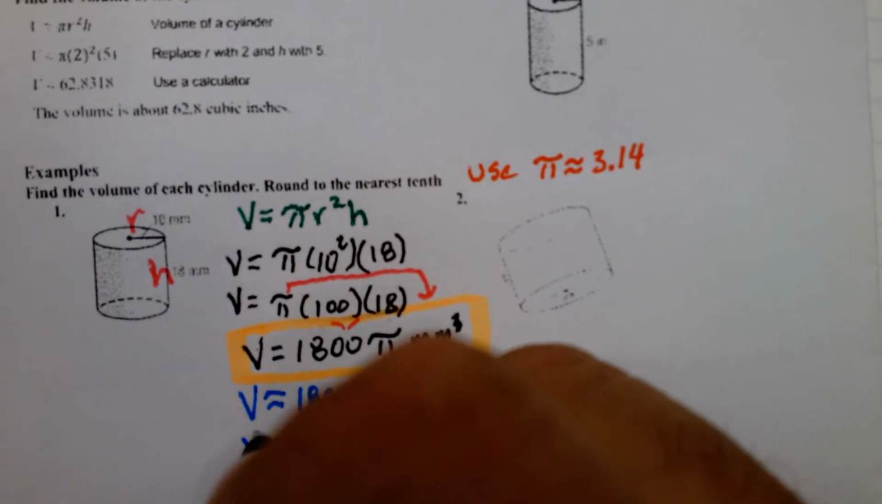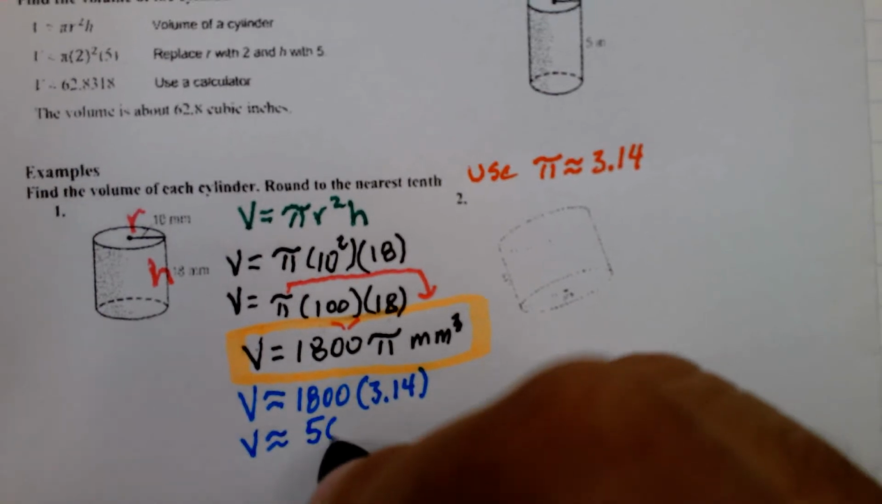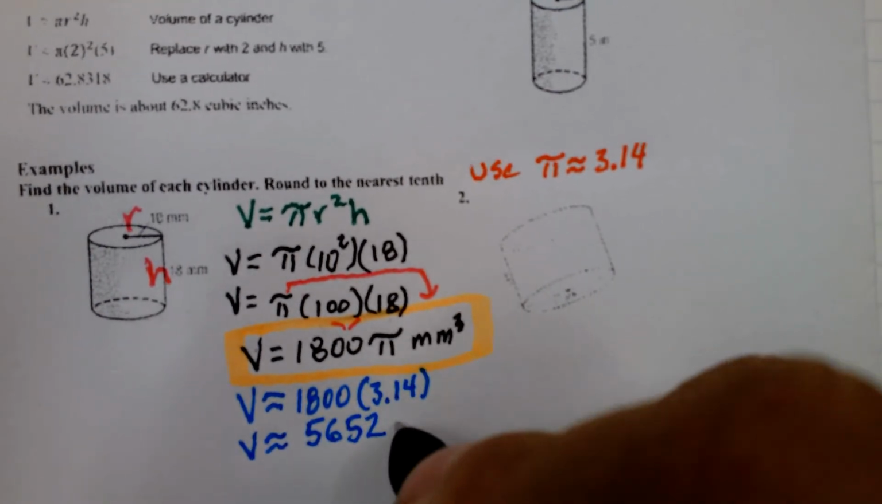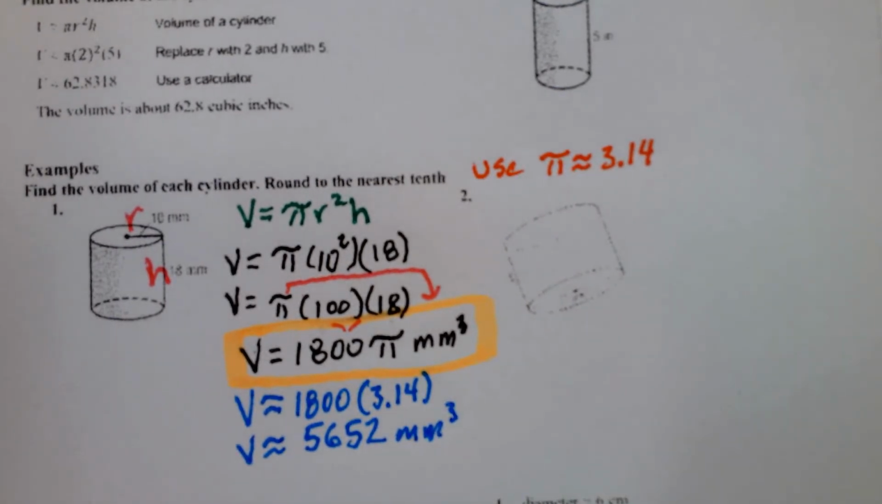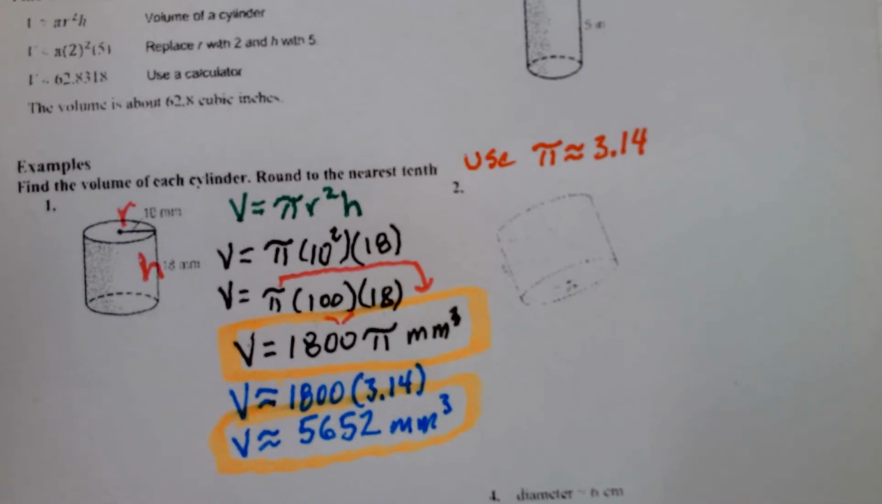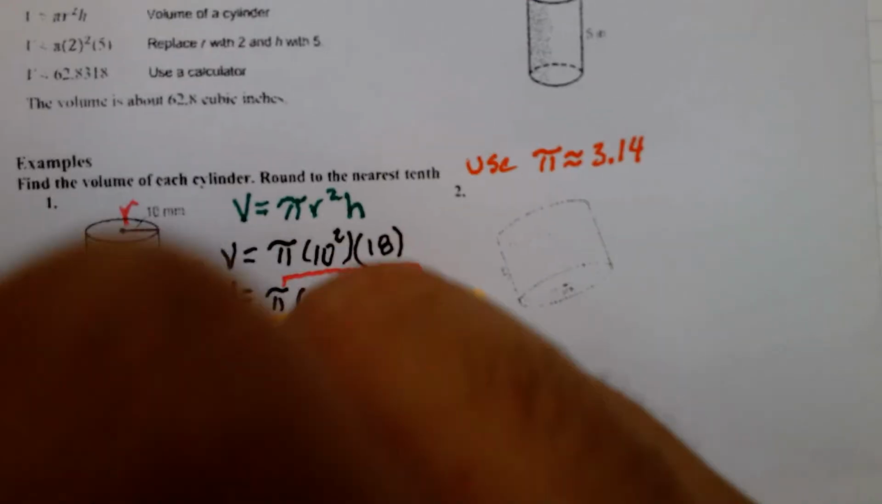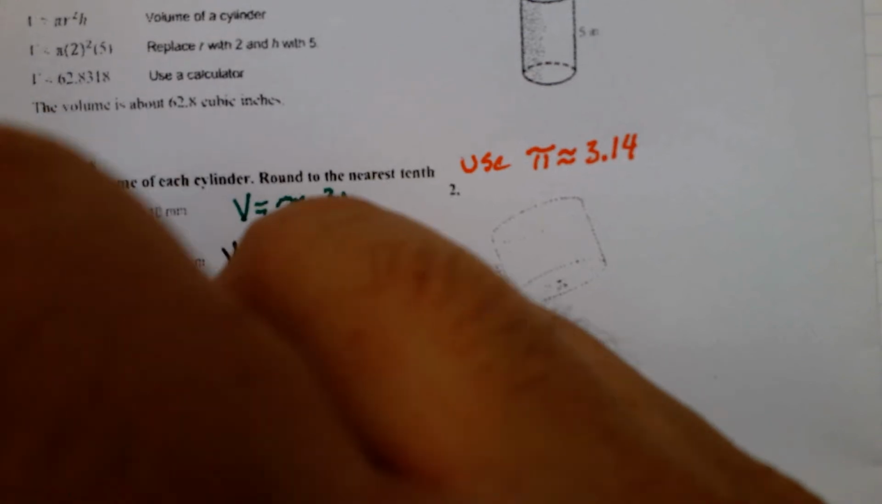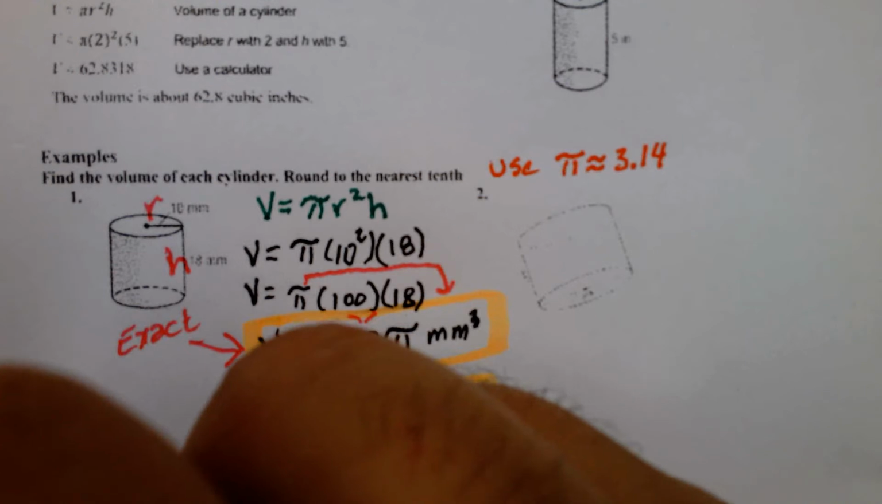So the volume is approximately 5,652 cubic millimeters. So they would actually say 5,652 cubic millimeters of whatever solution. So just remember, this is exact, but not helpful in the real world. And this is approximate.